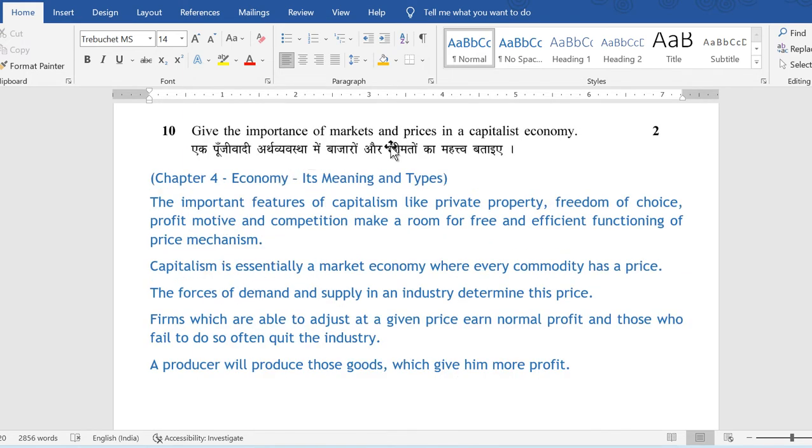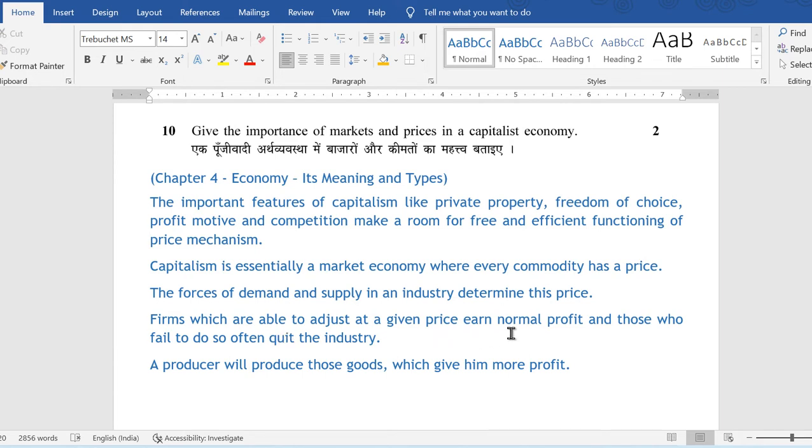Question number 10. Give the importance of markets and prices in a capitalist economy. This is again for 2 marks. This is from chapter 4, economy, its meaning and types. The important features of capitalism are private property, freedom of choice, profit motive, and competition. They make room for a free and efficient functioning of a price mechanism. Capitalism is essentially a market economy where every commodity has a price. The forces of demand and supply in the industry determine the prices of commodities.